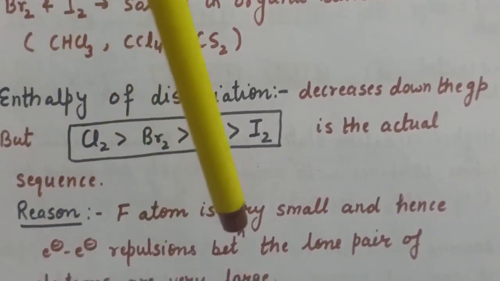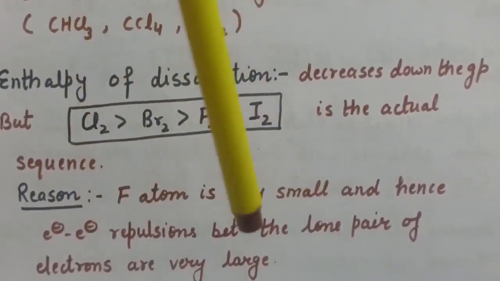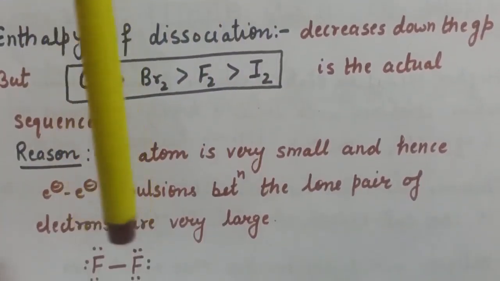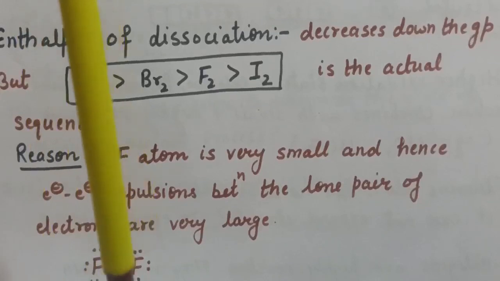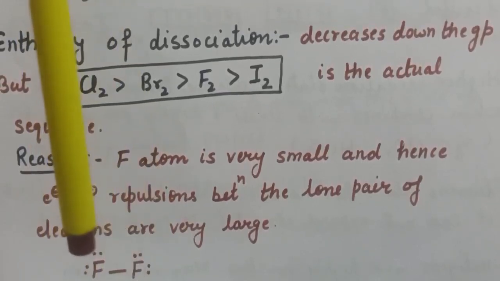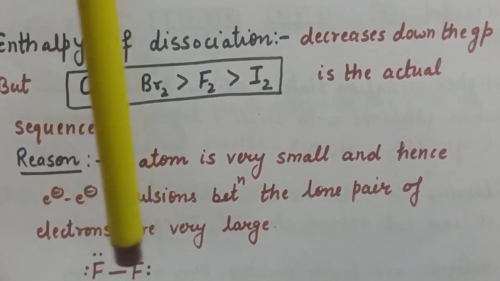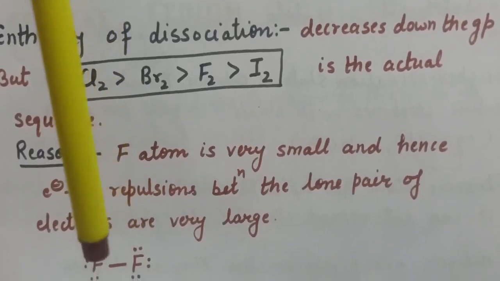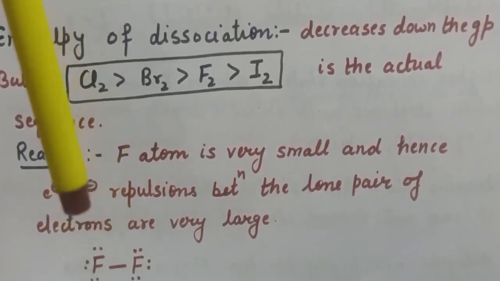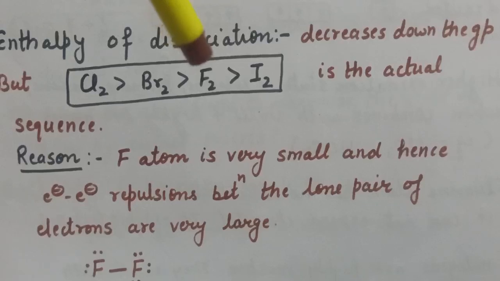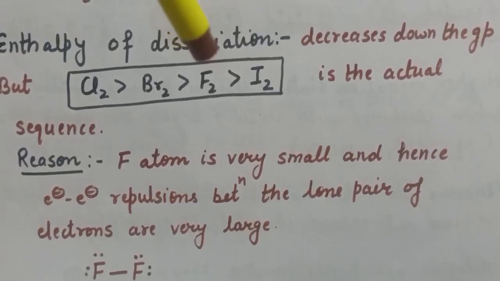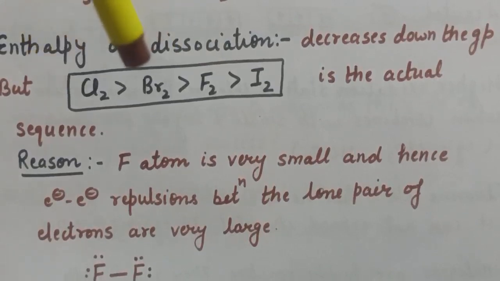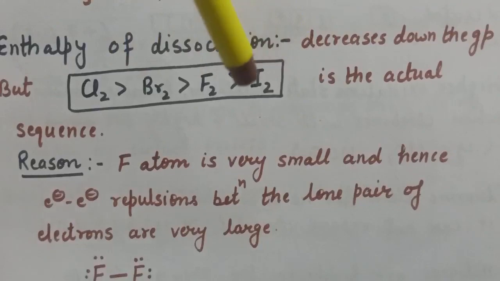electron-electron repulsion between the lone pairs of electrons is very large. For example, here we have a single bond between fluorine and fluorine. Because of the small size of fluorine, the lone pairs present on these two fluorine atoms repel each other, and because of this repulsion, the single bond becomes weaker. That is why it has a low value of bond dissociation enthalpy. So the value of bond dissociation enthalpy is highest for chlorine, then bromine, fluorine, and the least is for iodine.